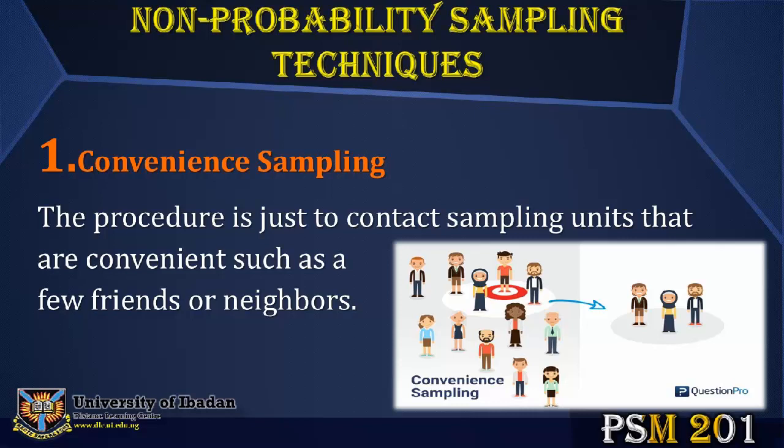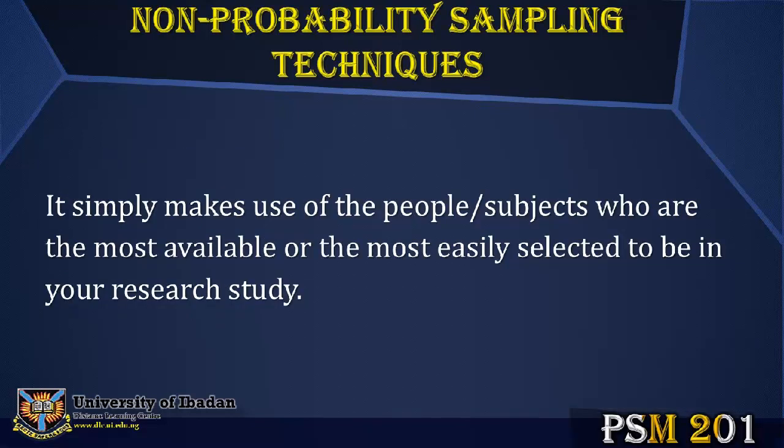Convenience sampling. The procedure is just to contact sampling units that are convenient, such as a few friends or neighbors. It simply makes use of the people or subjects who are the most available or the most easily selected to be in your research study. It is the most common type of non-probability sample, not because such samples are necessarily easy to recruit, but because the researcher uses whatever individuals are available rather than selecting from the entire population.